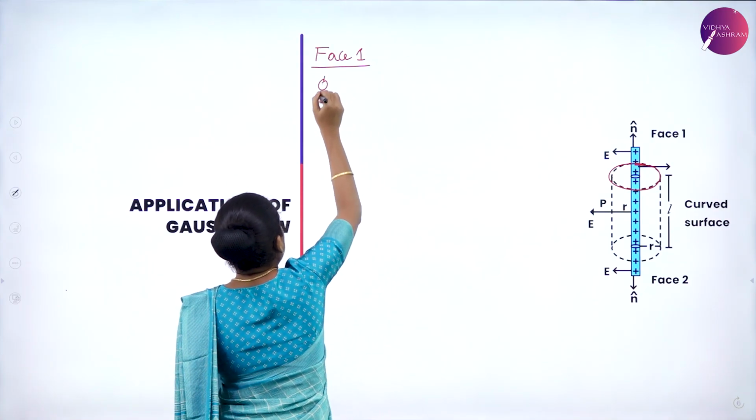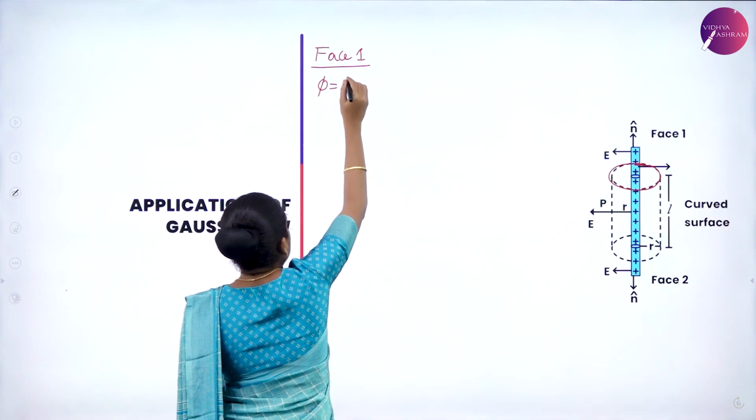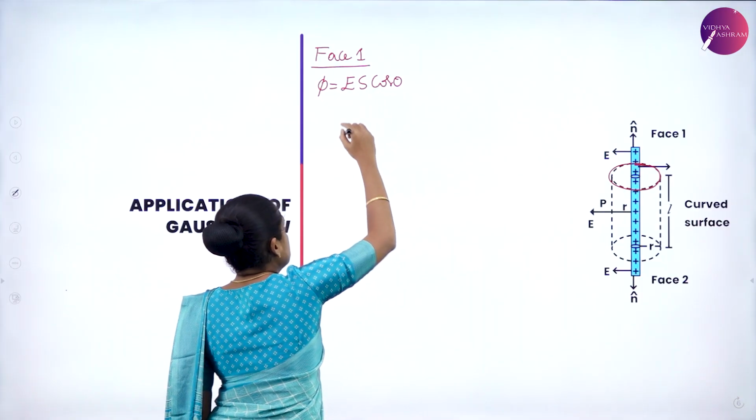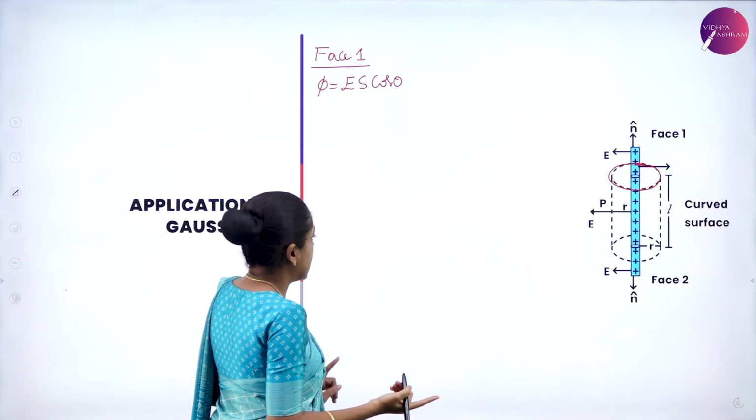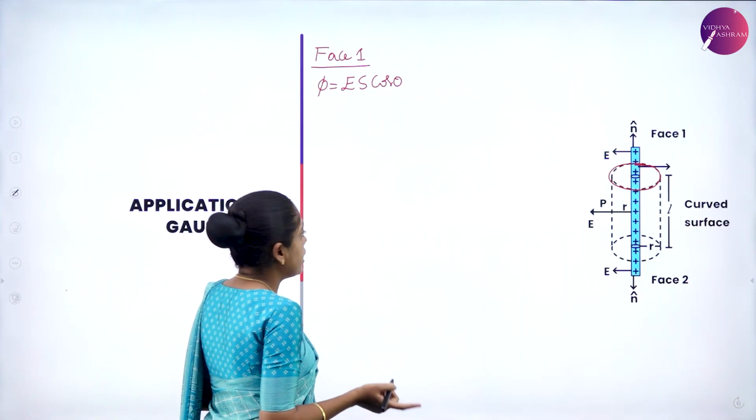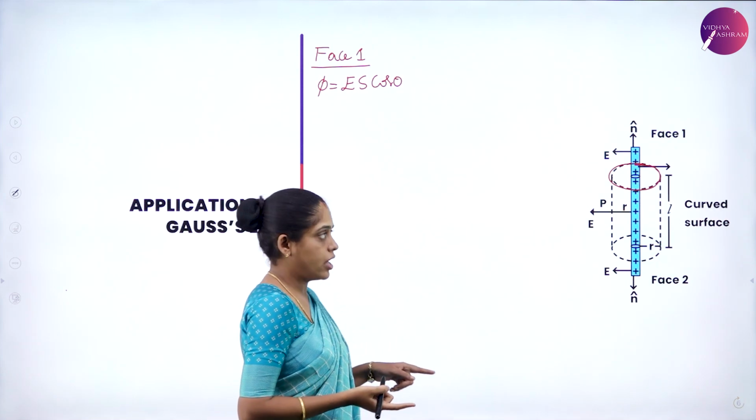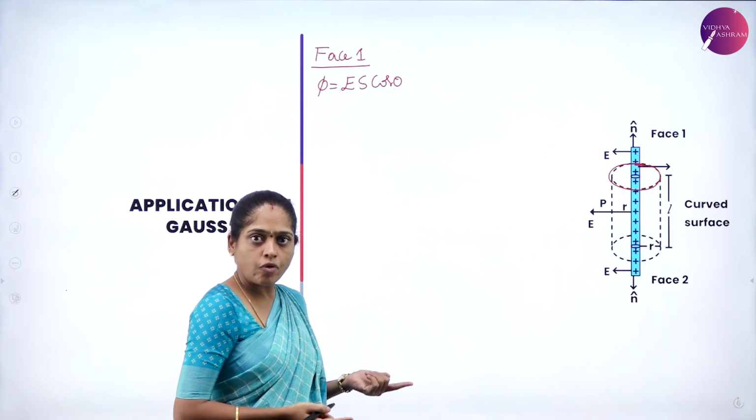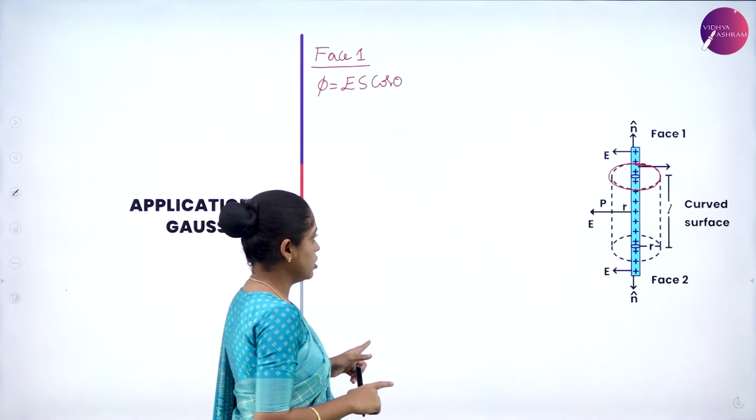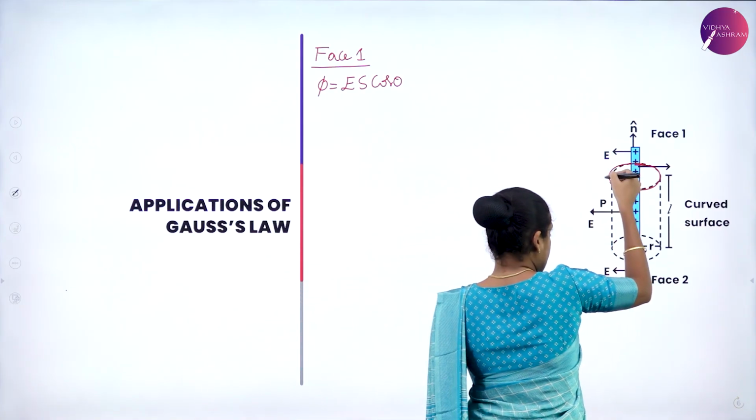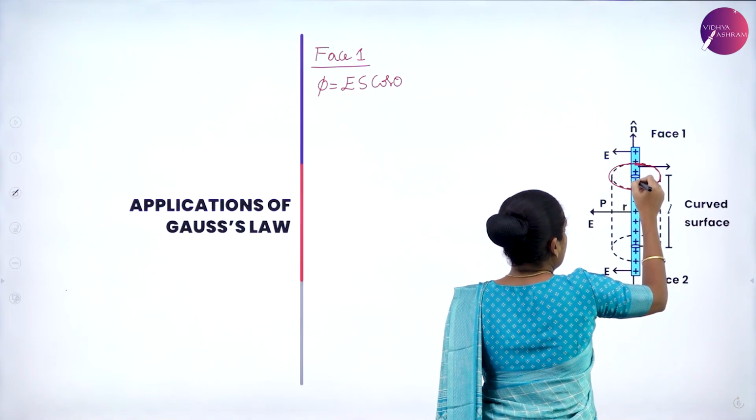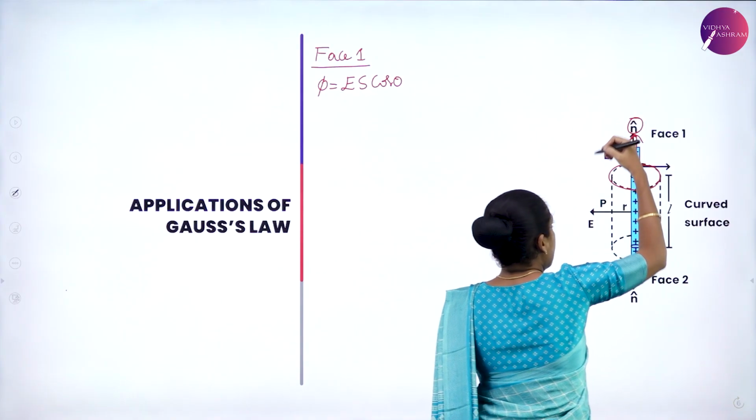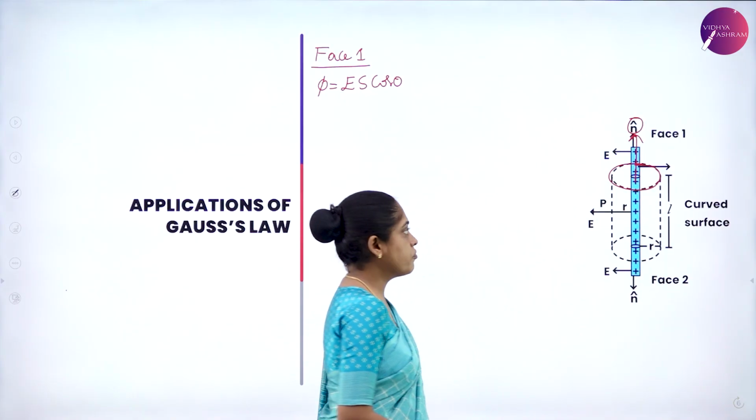The flux, according to the definition, is given by ES cos theta, where E is the electric field and S is the area. Theta is the angle between the electric field and the area. Here we have to consider the area as a vector quantity which has direction. Then what is the direction of this area? The direction of the area is always normal and outward, and it is represented as n cap.